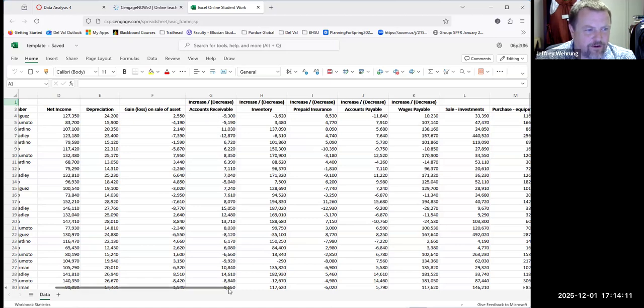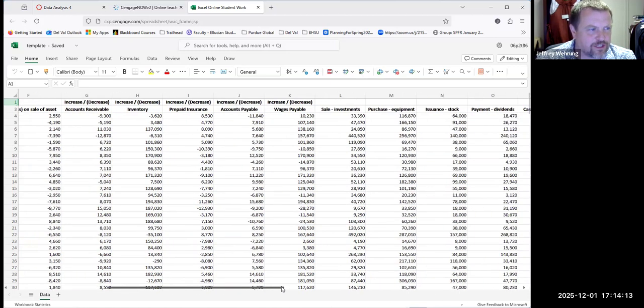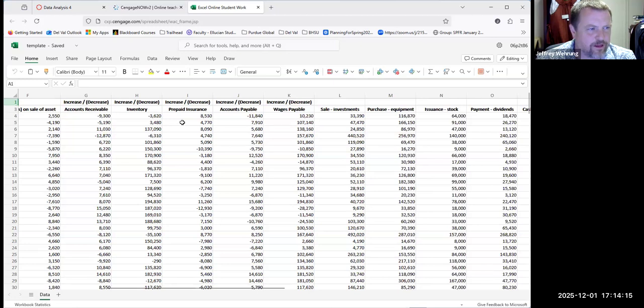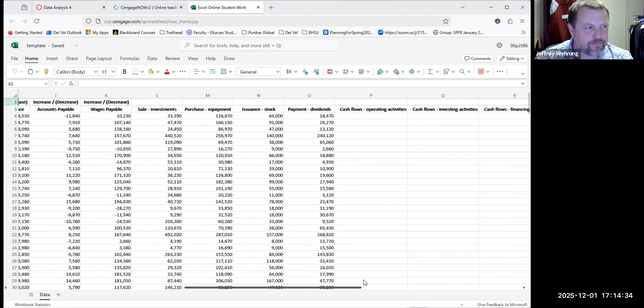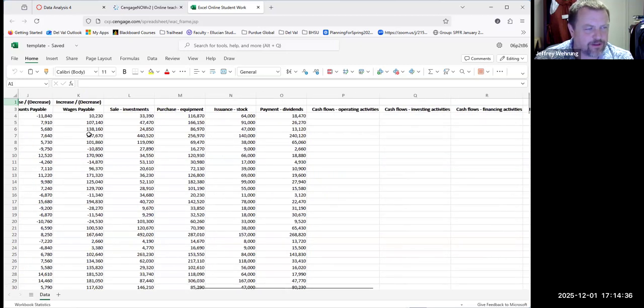Now we have our working capital changes. So changes in accounts receivable, inventory, prepaid insurance. So all of these assets. If we have an asset and it increases, our cash went down. Then we have our liabilities, accounts payable, wages payable. If our liability goes up, our cash goes up, right? And so we make those adjustments off of our net income, and that gives us our cash flow from operations.